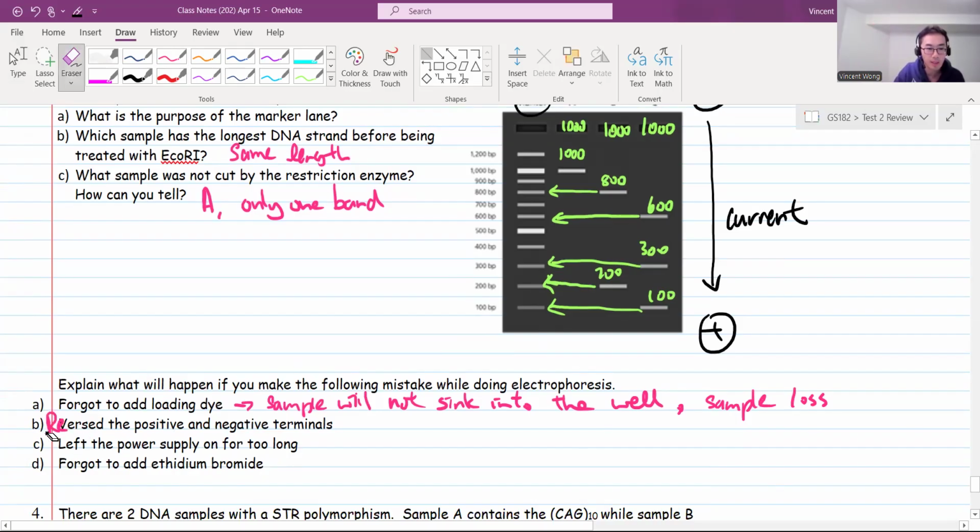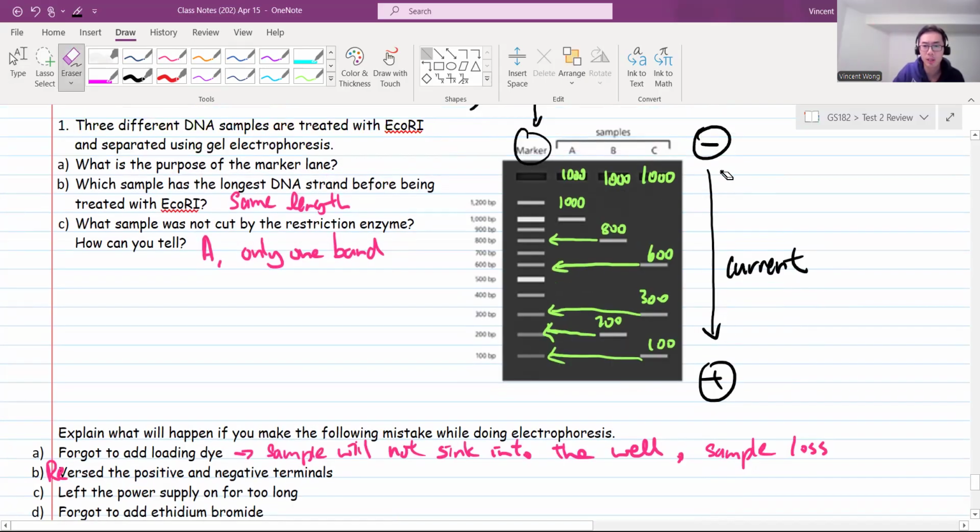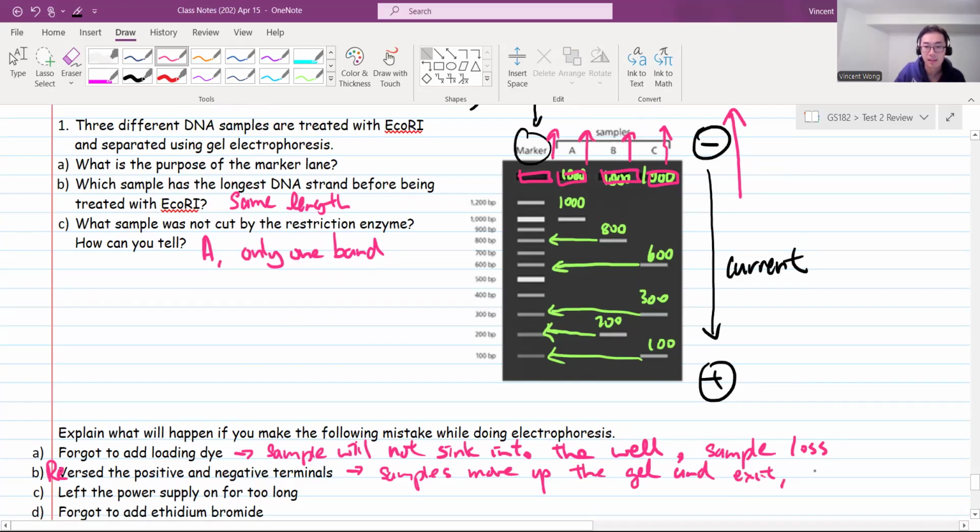Reverse the positive and the negative terminal. So instead of the current going down, the current's gonna go the other way. Remember, your sample is up here. So if the current goes the other way, the DNA is gonna run this way, and then it's gonna exit the gel very quickly. Okay? So samples move up the gel and exit. Sample loss.